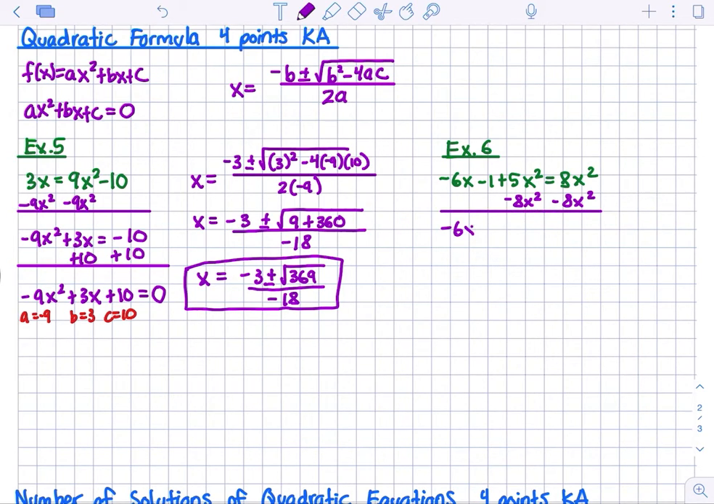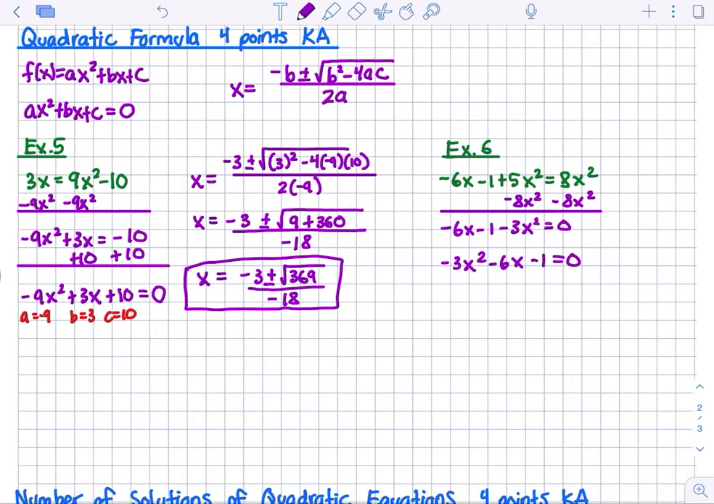Negative 6x minus 1.5 minus 8 is negative 3x squared, which is equal to 0. Now let's rearrange it so that it is in standard form. So the second power comes first, so that means negative 3x squared. The one with the x variable to the first power comes second, so we're going to put minus 6x, and minus 1 is equal to 0. We literally just rearranged this to be in standard form. We just moved them around.